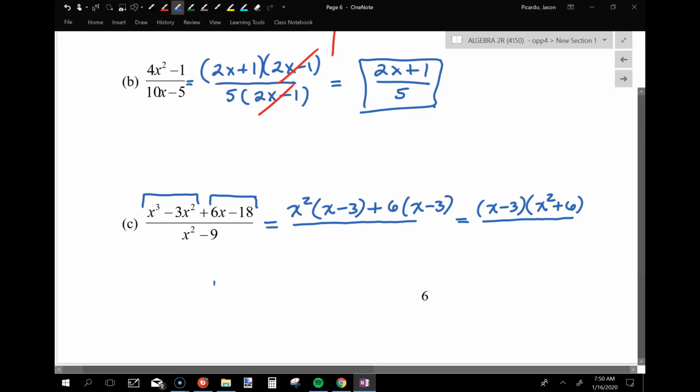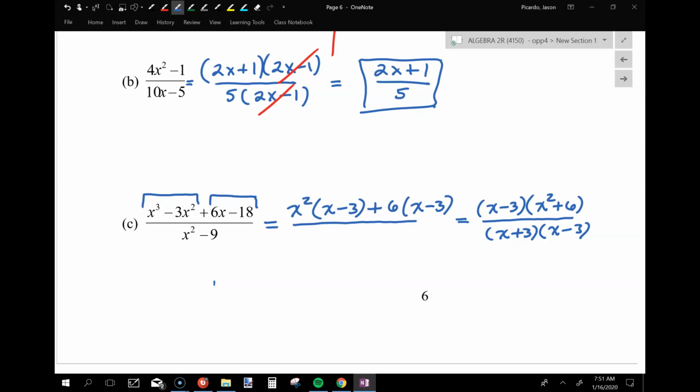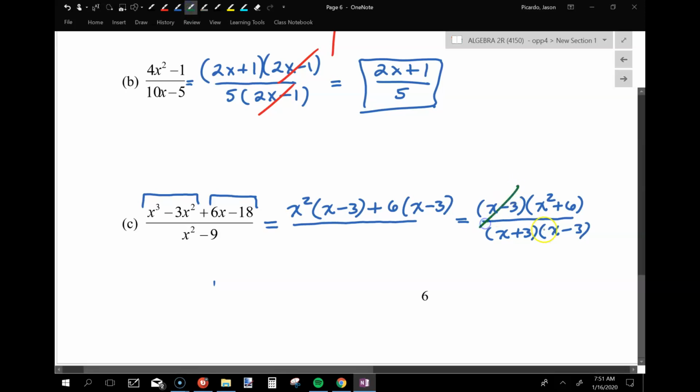Definitely another difference of perfect squares, right? An x plus 3 and an x minus 3. Anything common? The x minus 3s. What's left? X squared plus 6 over x plus 3. And you're going to be tempted to keep going.